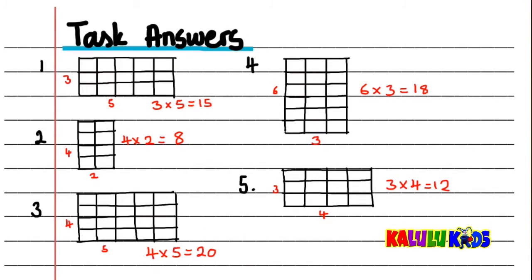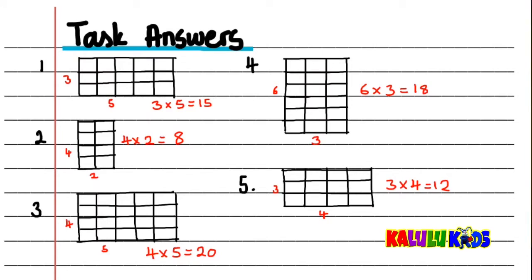Now let's look at the independent task answers. Number 1, the array on number 1 showed 3 multiplied by 5, and the answer is 15. Number 2 showed 4 rows multiplied by 2 columns, and the answer is 8. Number 3 showed 4 rows multiplied by 5 columns, and the answer is 20.